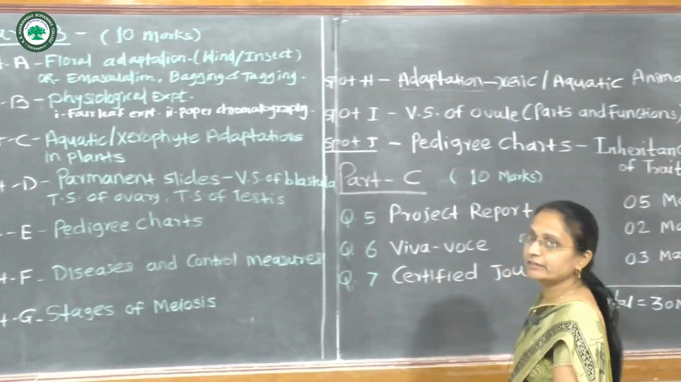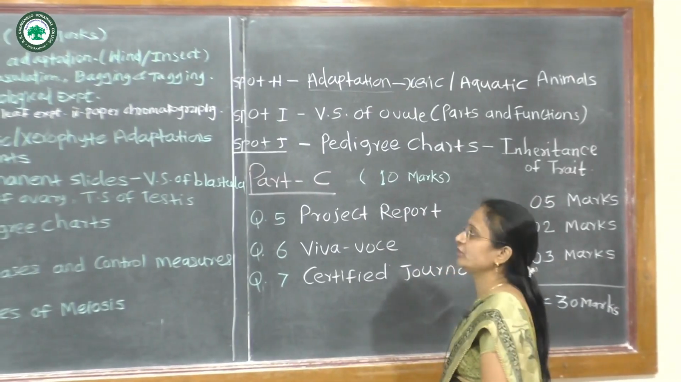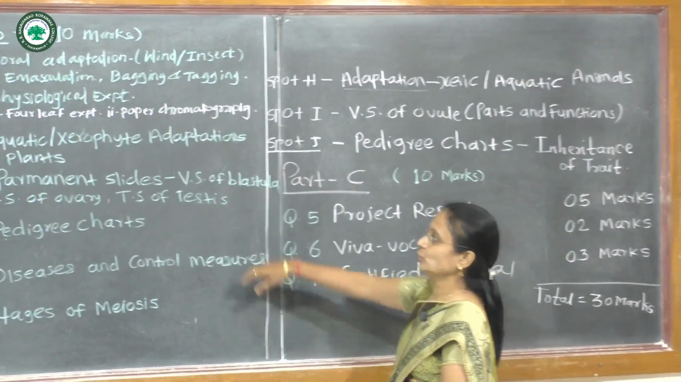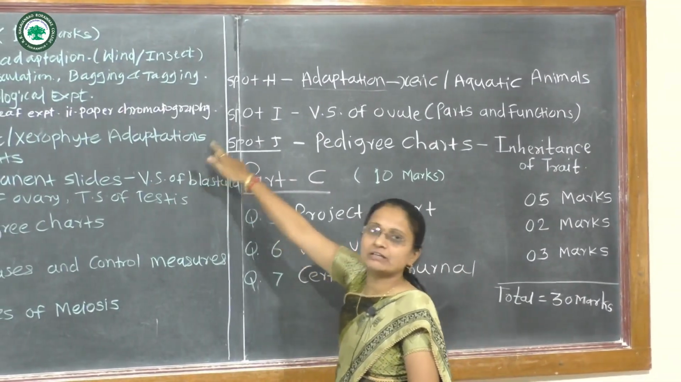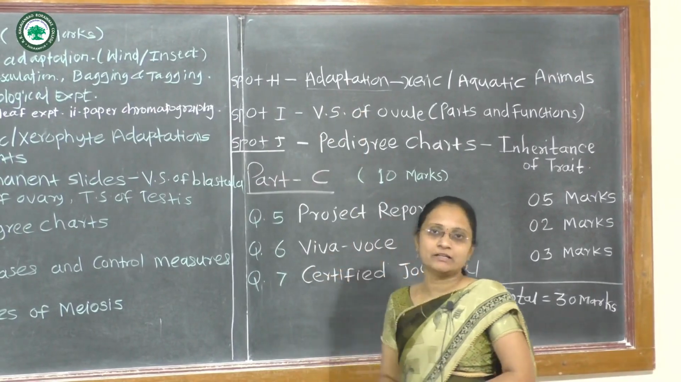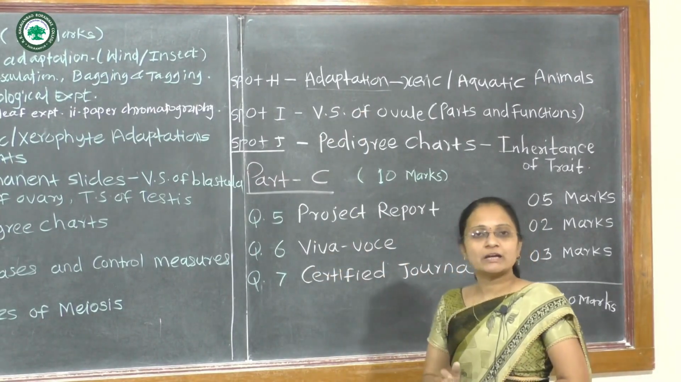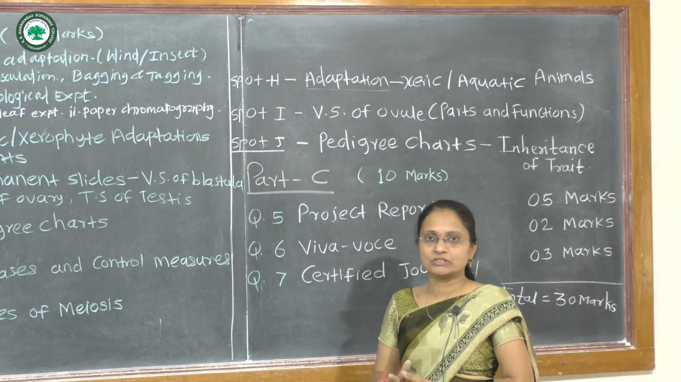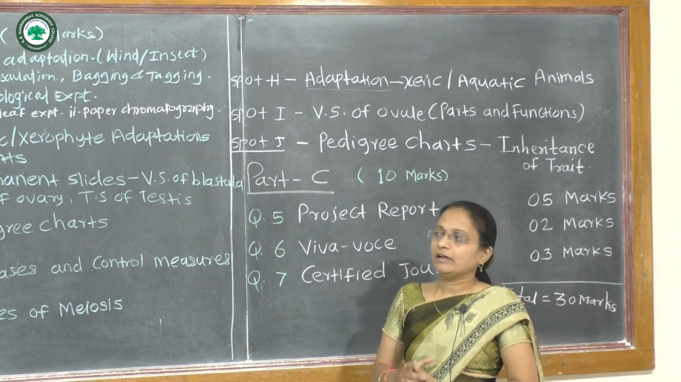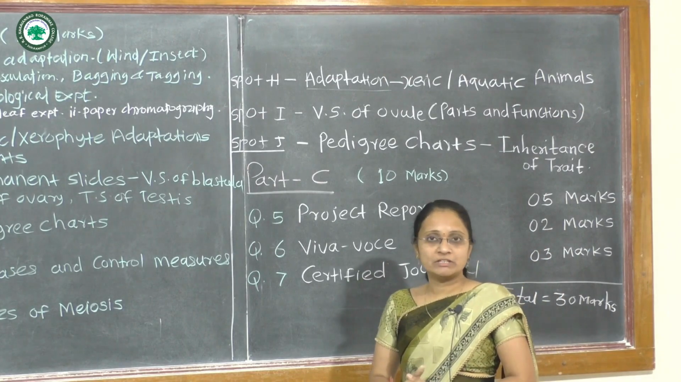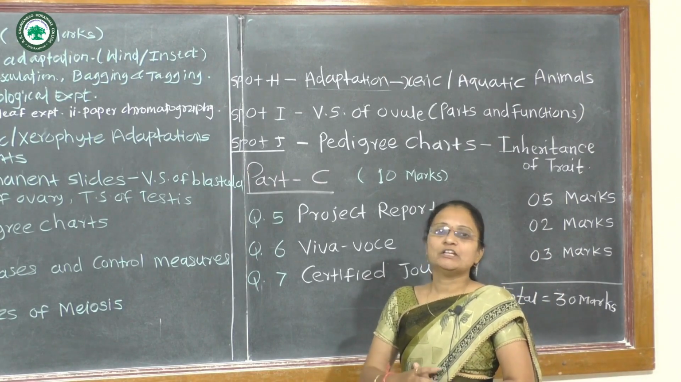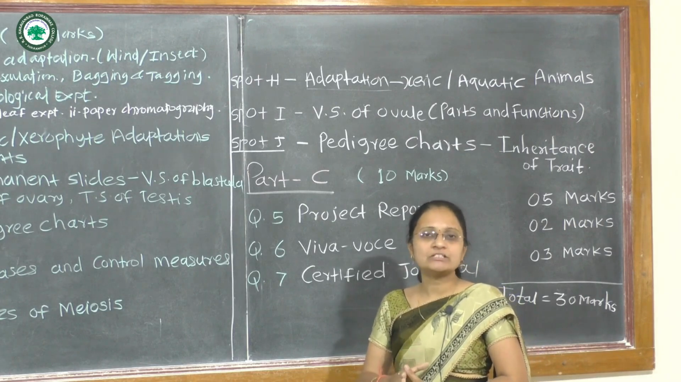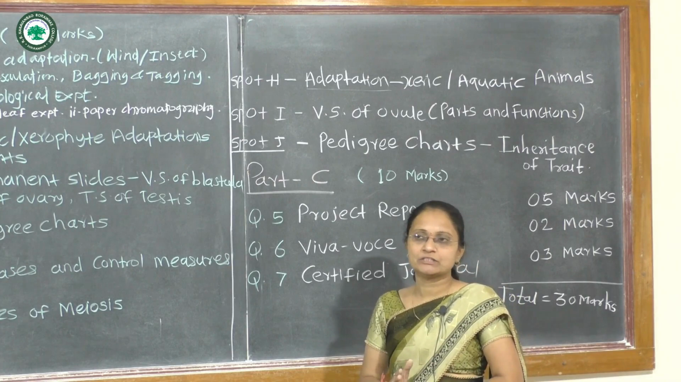Then in spot H, this spot shows adaptations again, but instead of plants, they will be replaced by animals. Suppose the aquatic animals are common, that is nothing but the fishes, right? And the xerophytic animals, that is the camel. These images are there, and you have to identify and describe them.